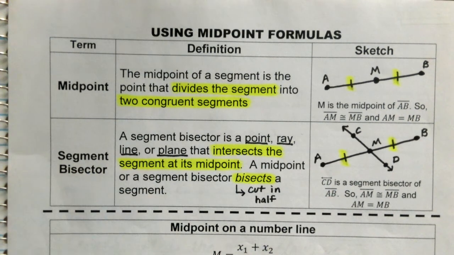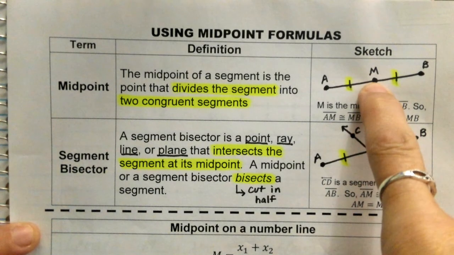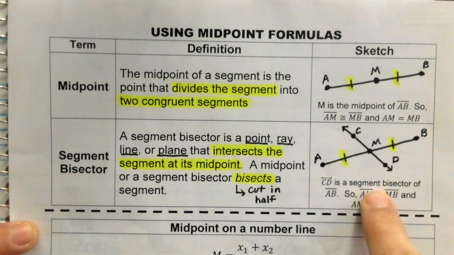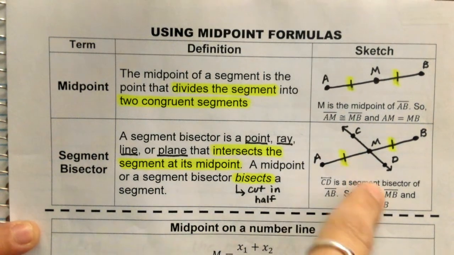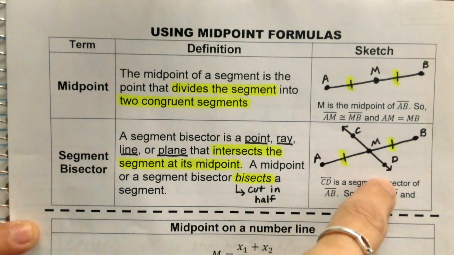Your segment bisector here can be several different things. It could be a point, it could be a ray, it could be a line, or even a plane. It's going to intersect a segment at its midpoint. So here we just have a segment bisector as just a point. In this picture, we're now using a line. Notice the little arrowheads at the end.